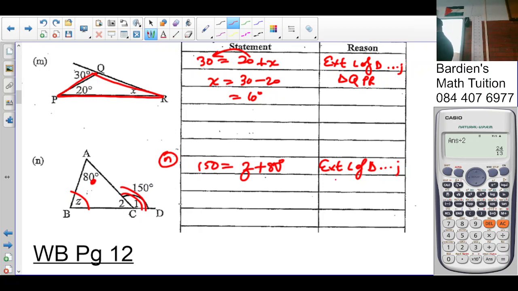And this is triangle AB. So what do we say now? Z is equal to 150 minus 80, which is 60. Is anybody confused?